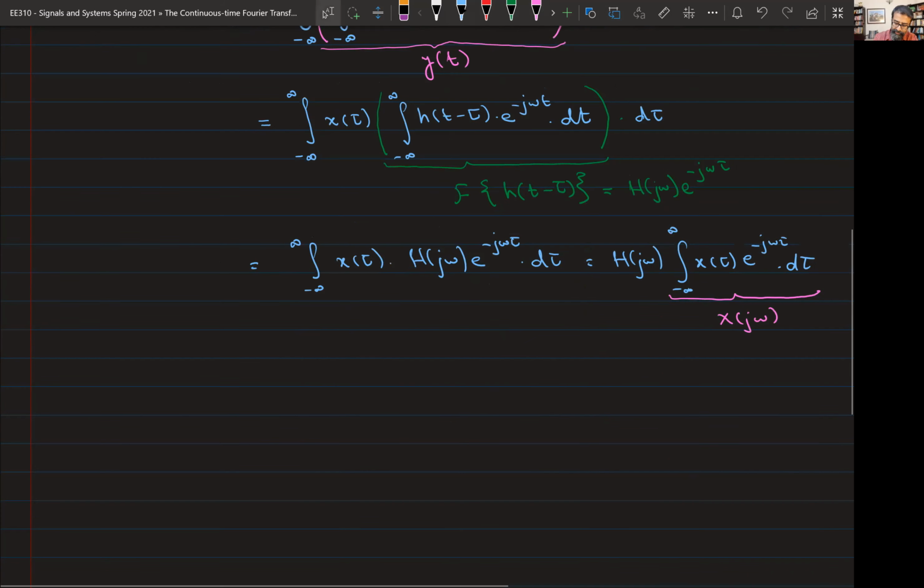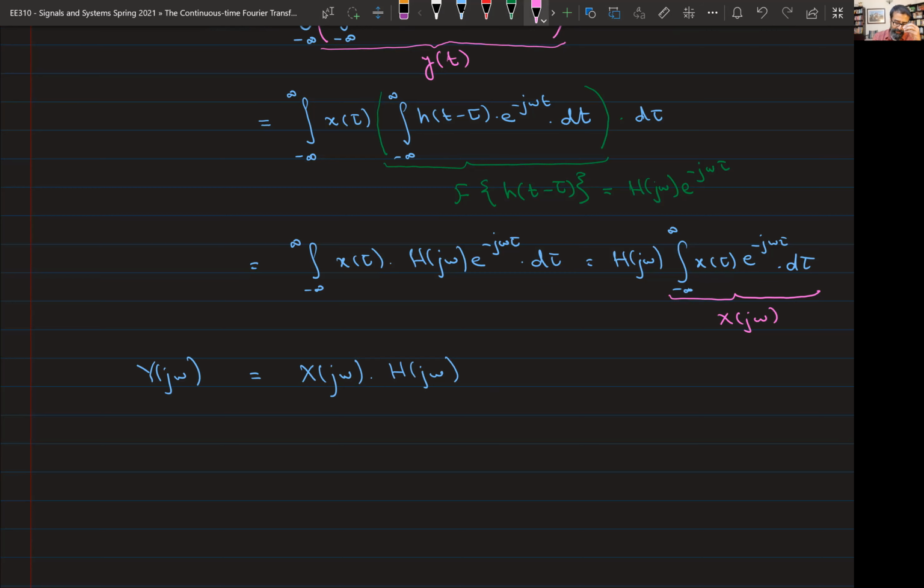Now, therefore, this completes the proof. Or rather, the derivation of the result is not a proof per se, right? So this is h of j omega, right? So what that means is that y of j omega, which is the Fourier transform of the output, is equal to the product of the Fourier transform of the input and the Fourier transform of the impulse response of the system, or the frequency response of the LTI system, right? And that's an extremely insightful result, or a result that spawns so many applications, right?